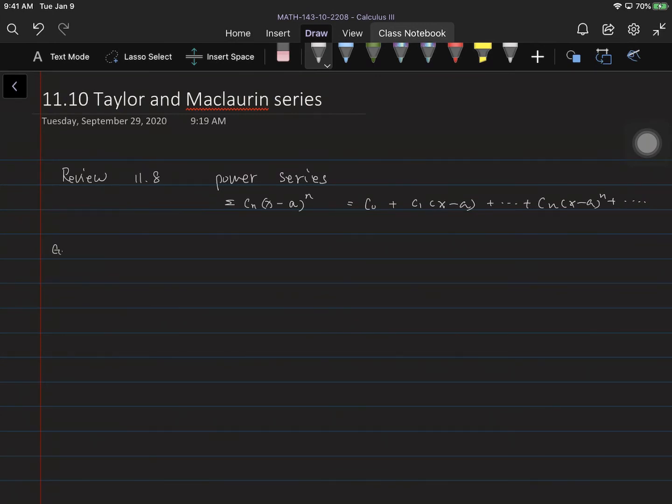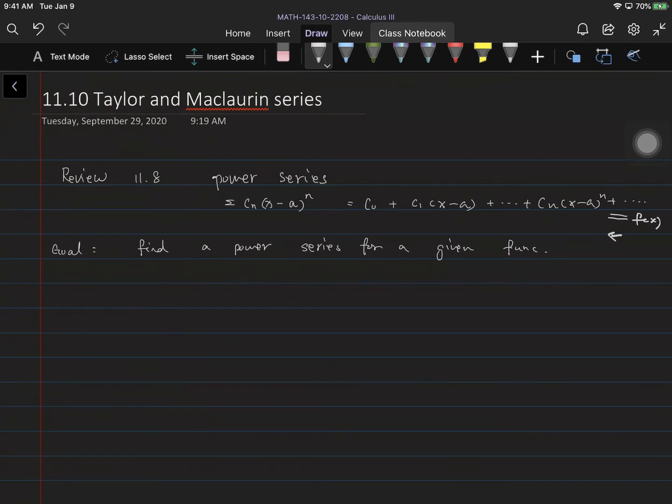So in this section, the goal is that we want to find a power series for a given function. In the last section, we discussed convergence or divergence of the power series. If it converges, it has to converge to a sum, right? And the sum is a function. Today we do just the backward: given a function, how to write out the power series.